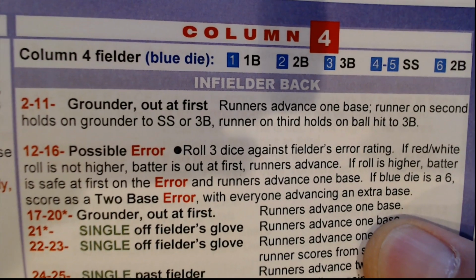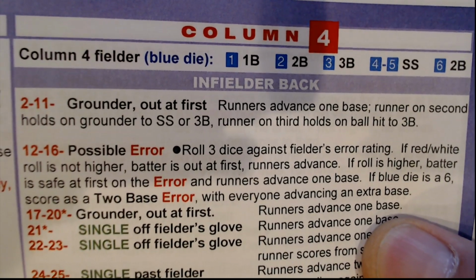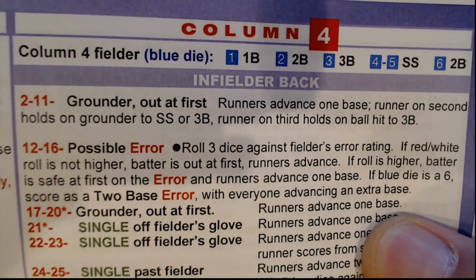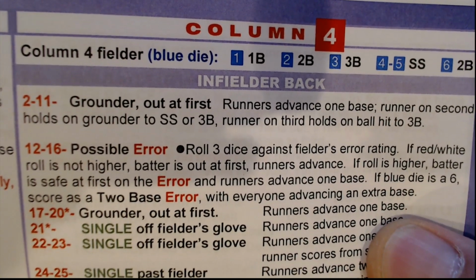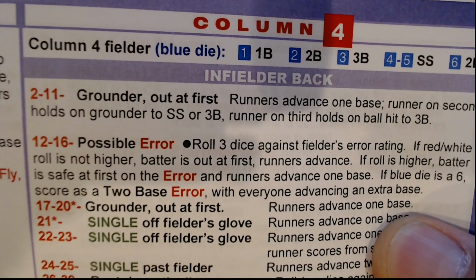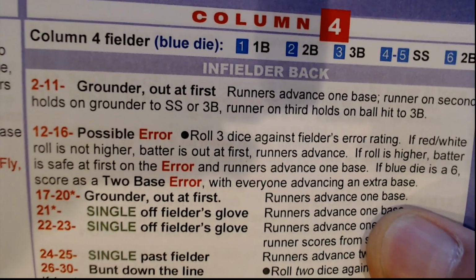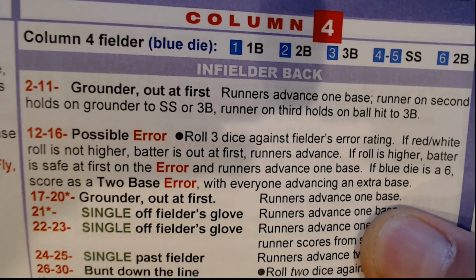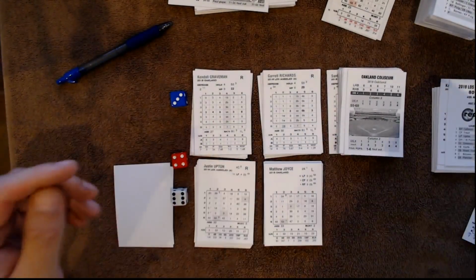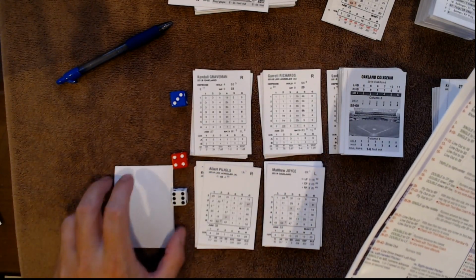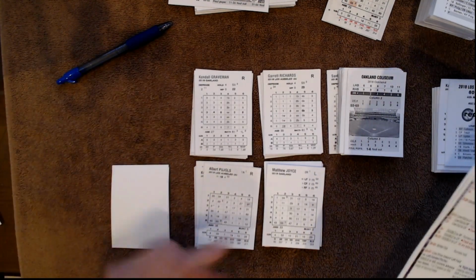But 2 to 11 is grounder out at first. Runners advance one base. Runner on second holds on a grounder to short or third base. Runner on third holds on a ball hit to third base. So this was hit to third base. He's going to hold on the ground out to third base. So Upton's out. Kendall Graveman is trying to get through the first inning here.